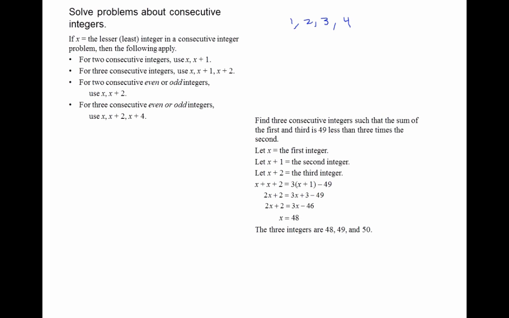These are consecutive integers. If I let the first number here be equal to x, what would be the next number in terms of x? X plus 1. The next number would be x plus 1. So the difference between two consecutive numbers is 1 unit. What is the next one in terms of x? X plus 2. Very good.